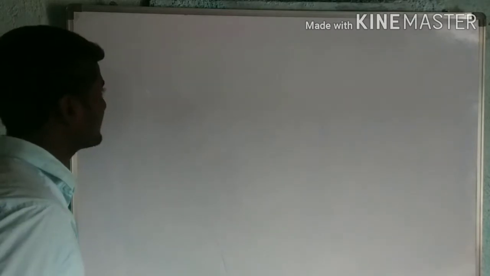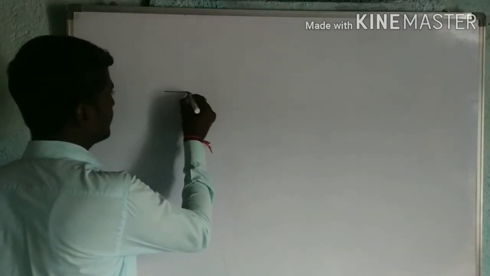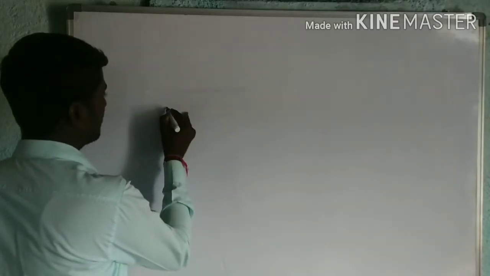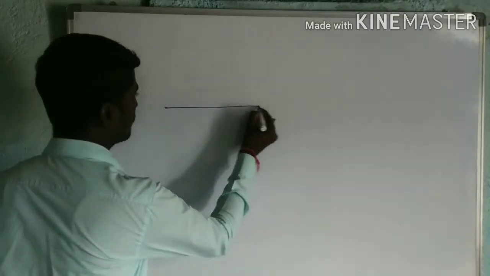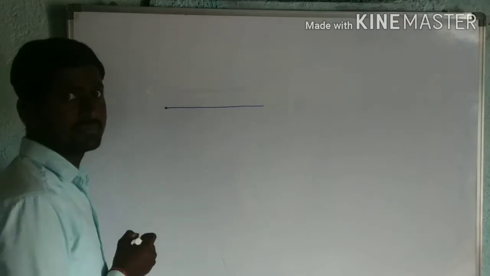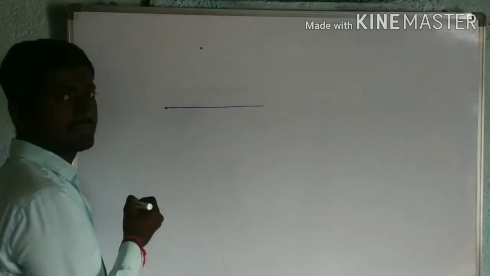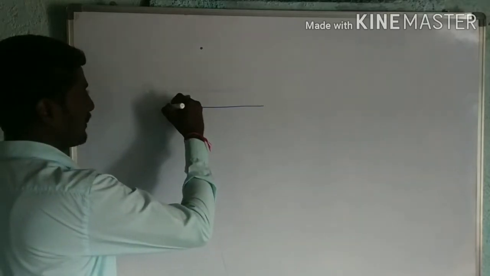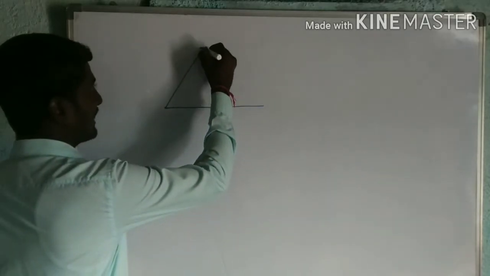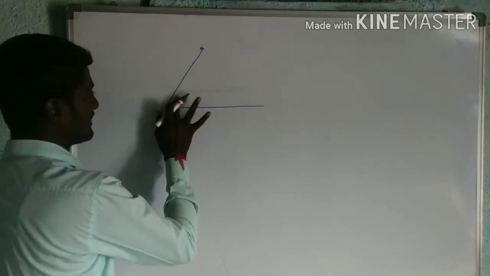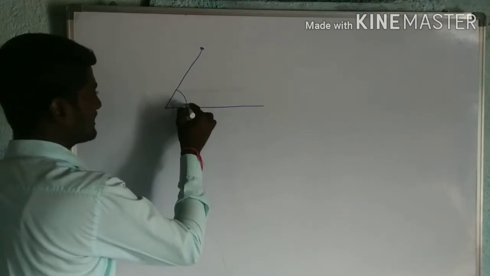We have to find the speed of the aeroplane. Let us take this as the ground, and this is a point on the ground. Let us take that initially the flight is at this position. When we observe from this point, the angle of elevation will be 60 degrees. This is the angle of elevation. How much is it? I will take 60 degrees.